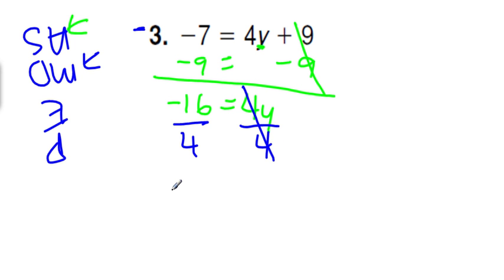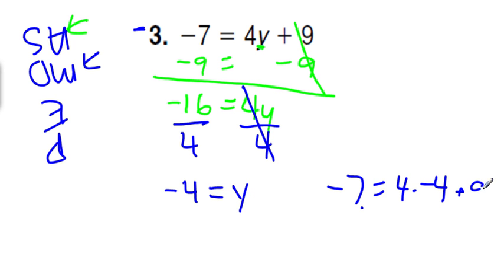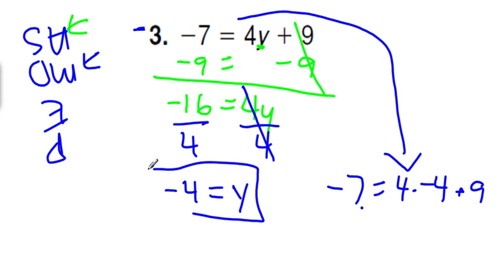-16 divided by 4 is negative 4. Negative divided by positive becomes negative. So negative 4 equals y. We can check it. We have negative 7 should equal 4 times negative 4 plus 9. Again, we just took the equation we just had and replaced y with the answer that we got for y.